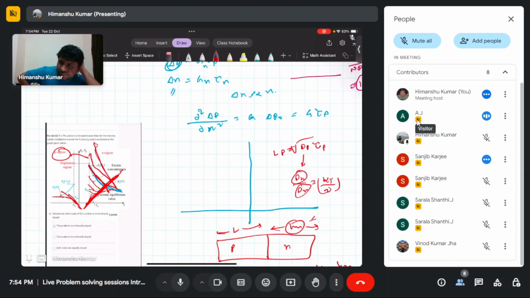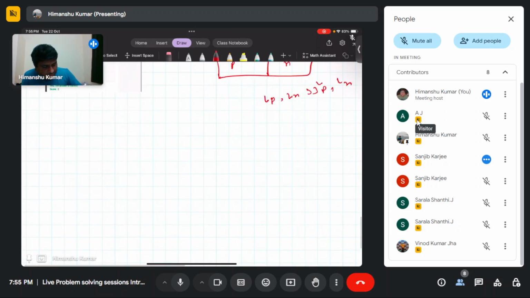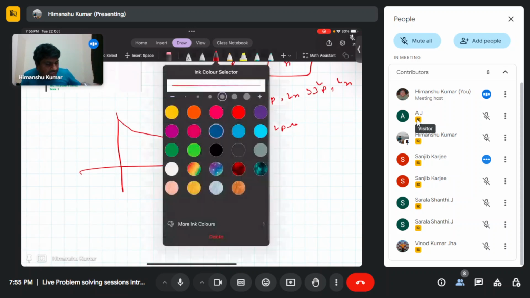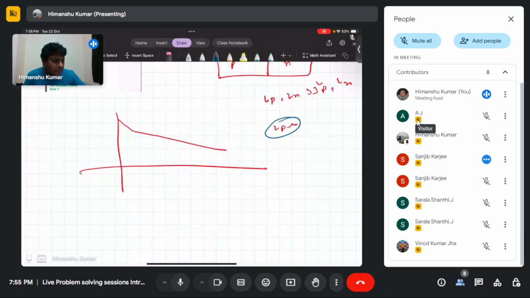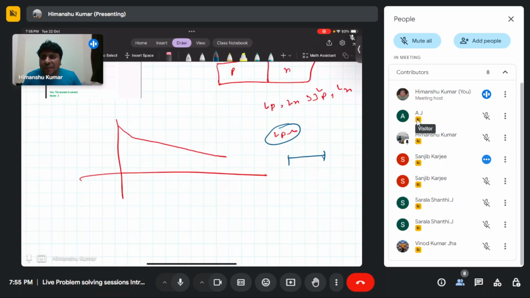Yeah, you can say so. Basically, this profile is exponential of minus x by LP. If LP is large, you will see this decay will be slower. So if you have a larger diffusion length, you will have slower decay. And if LP is small, then what does LP signify? Approximately the distance the carrier will diffuse before recombining.